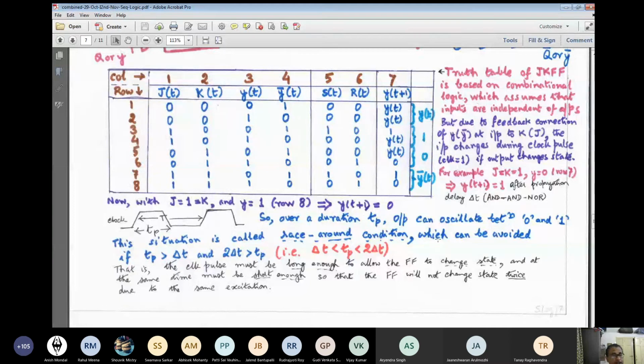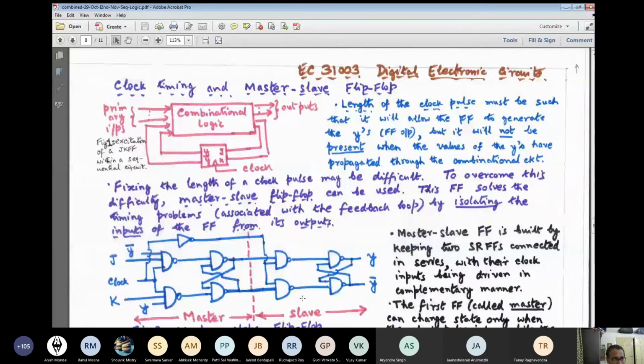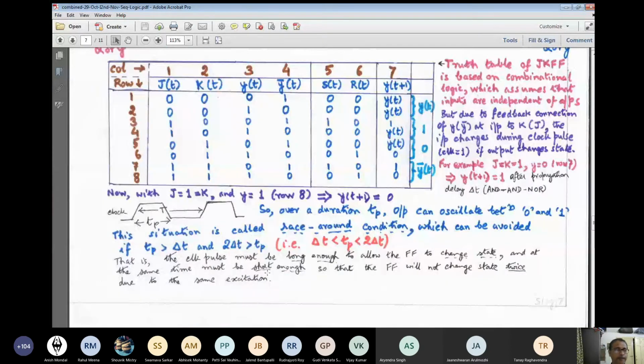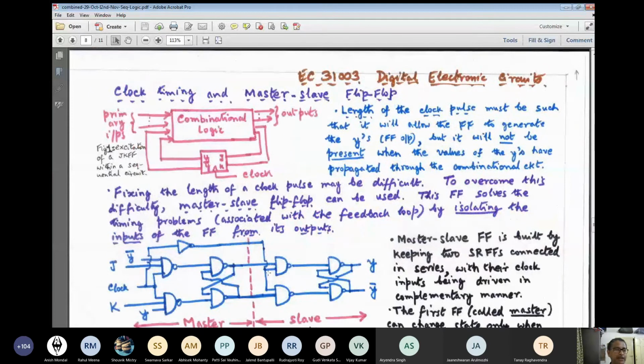So then what to do with that simple JK flip-flop? We have to augment the design. We have to bring in more circuitry. So, clock timing and master slave flip-flop: we require a master slave flip-flop. For your benefit, I have redrawn the sequential circuit block diagram. Here you see the primary inputs, the primary outputs, and there is a feedback.